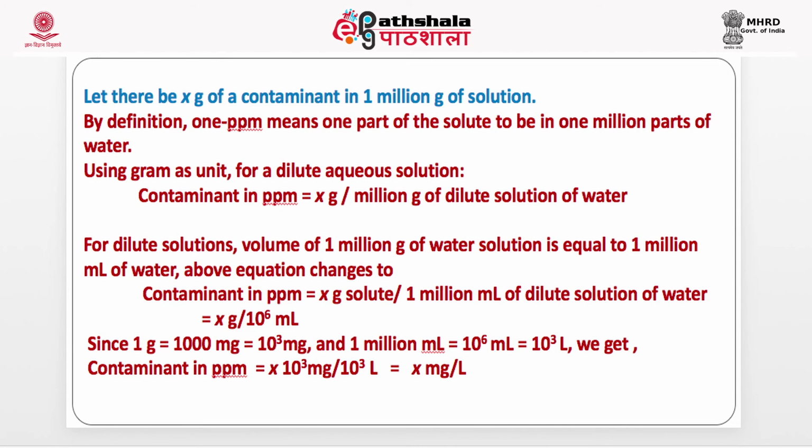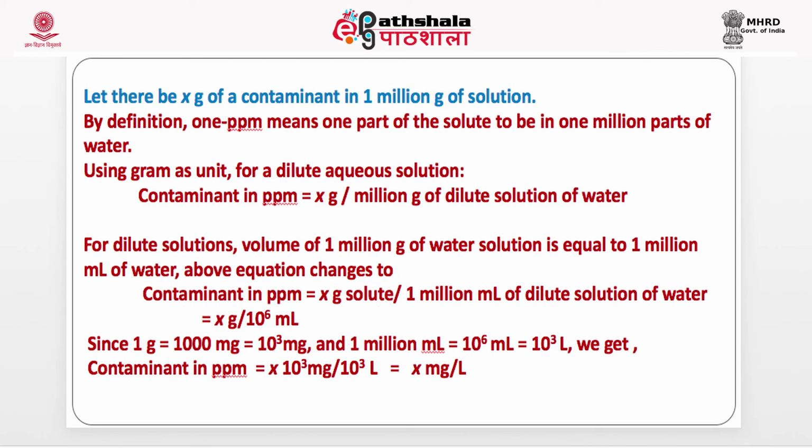Let there be x gram of contaminant in 1 million gram of solution. By definition, 1 ppm equals 1 part of the solute in 1 million parts of the water, as in this equation. So contaminant in ppm equals x gram per million gram of dilute solution of water. As discussed earlier, the volume of 1 million gram of water solution is equal to 1 billion milliliter of water, because the mass of 1 milliliter of water is equal to 1 gram, so they can be used interchangeably.